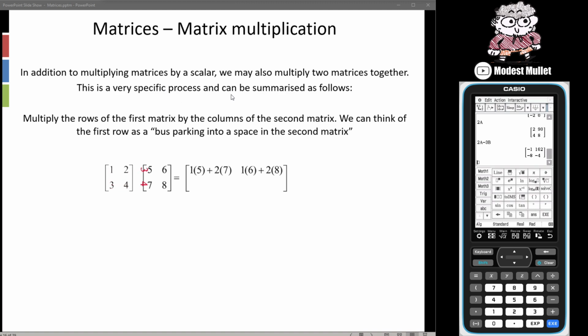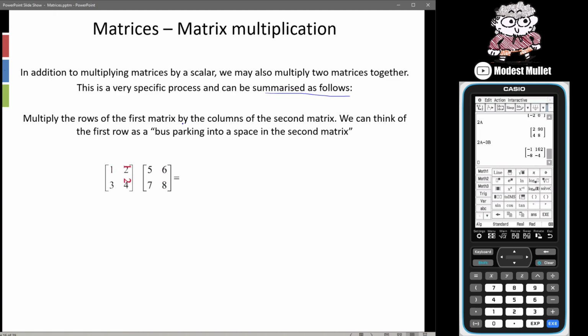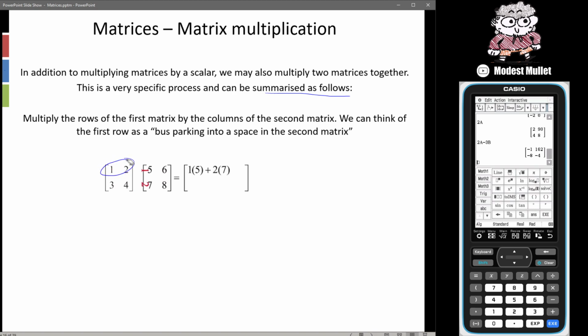Matrix multiplication can be summarized as follows. Multiply the rows of the first matrix by the columns of the second matrix. That's essentially what is happening. We take a row of the first matrix, multiply it by a column of the second matrix. Another way it can be thought of is the first row is parking into the space of the second matrix. So what I mean by that is taking this row, it's getting reversed into this space here. So that's what we're doing as a multiplication.